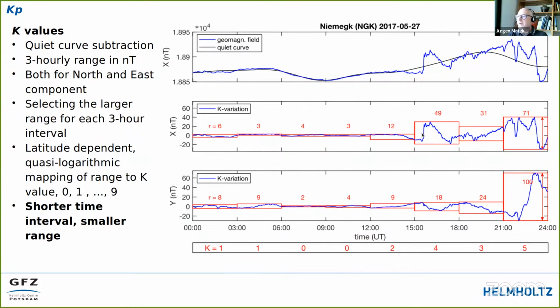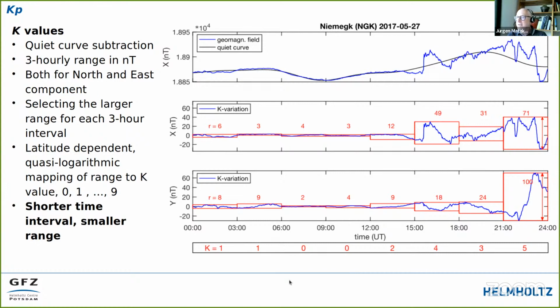So that's a range of 49 nanotesla in this time interval. And the same is also done with the Y component, shown here in the bottom plot. And then for each time interval, the larger number of the ranges is chosen, in this case 49 nanotesla. That is mapped in a quasi-logarithmic way onto a K value, onto this index value. So if the range is between a certain boundary, then it will get a K value of 4.